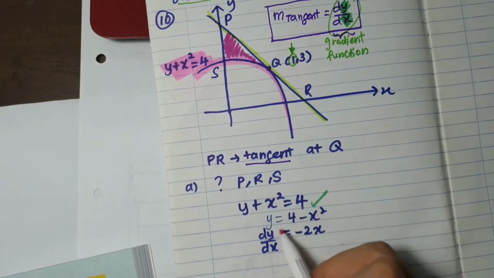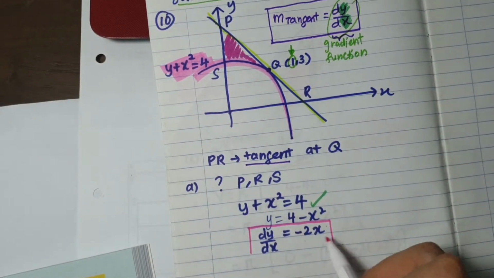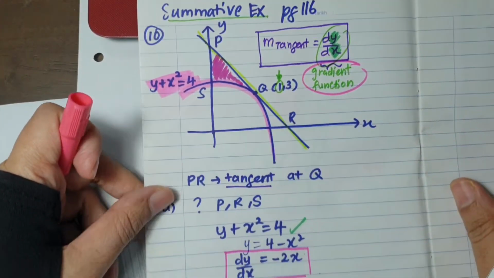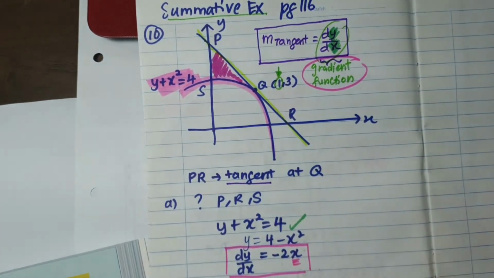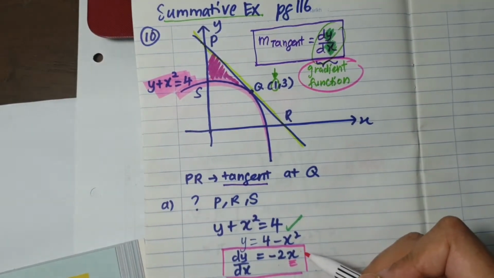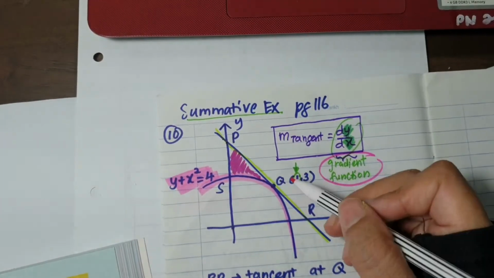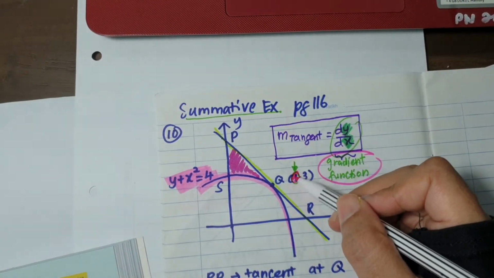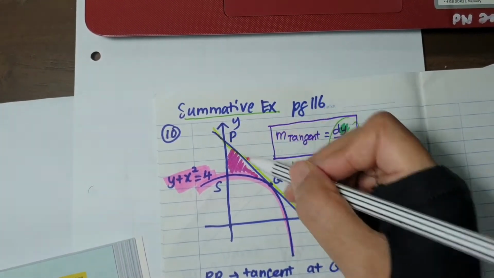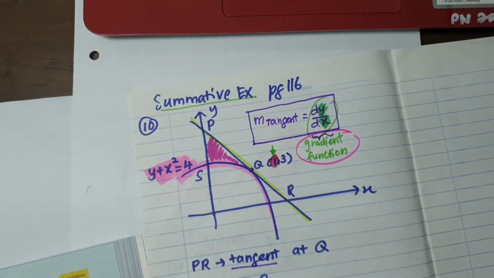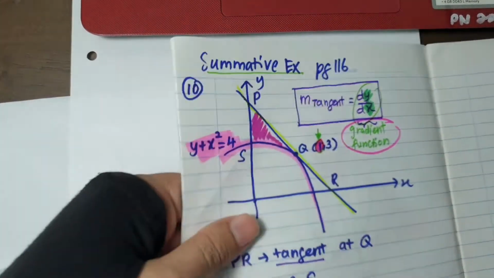Why do we call it the gradient function of the curve? You can see it is in terms of x. So how to get the value of the gradient? Put in the x coordinate. Let's say here at point Q you have the coordinate, x is 1. So put in the x coordinate here, and you will get the value of the gradient of this line.